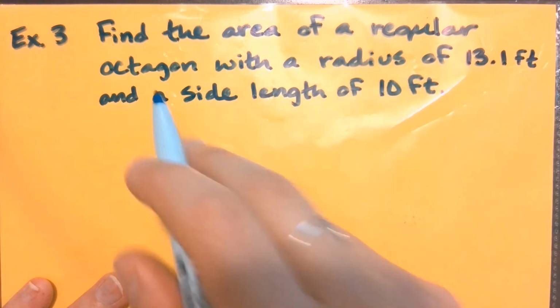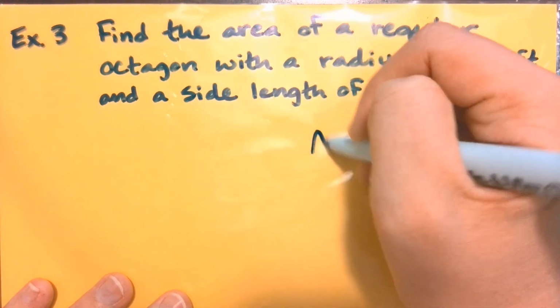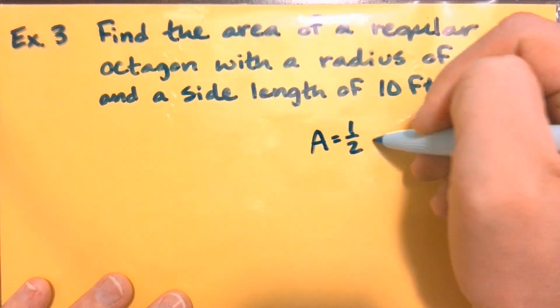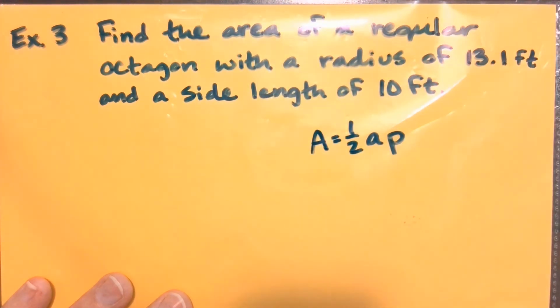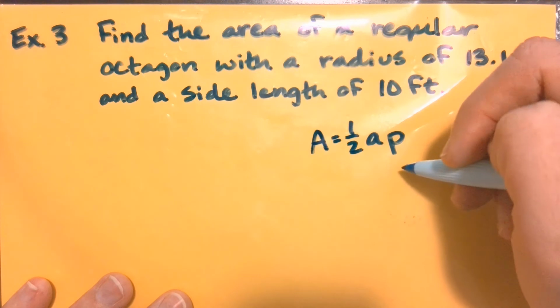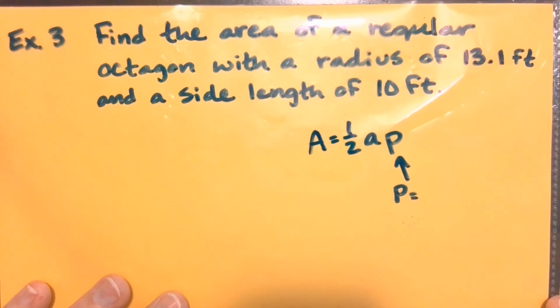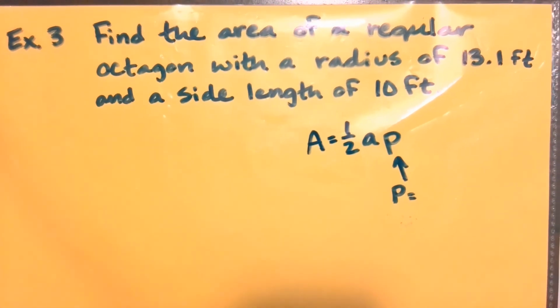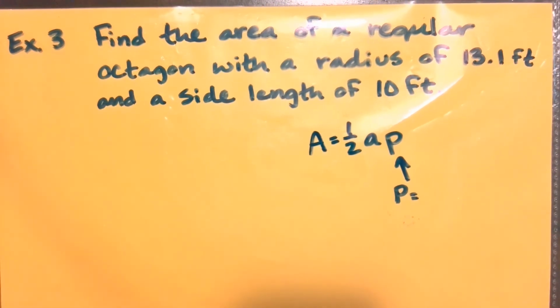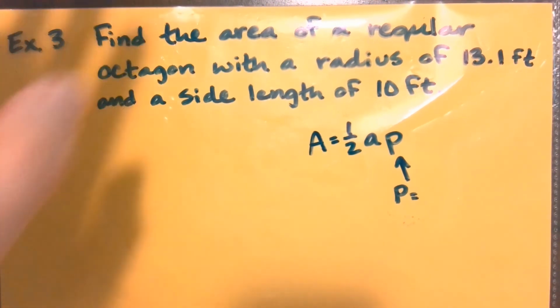Because they tell us it's a regular octagon, that's what tells us we're dealing with the same formula, 1/2 apothem times perimeter. So we're going to start with the perimeter this time. See if you can tell from the description how to find the perimeter. Pause the video, see if you can do it on your own.